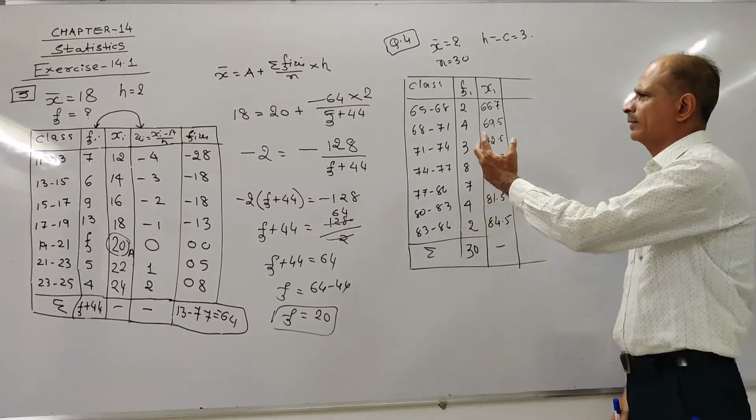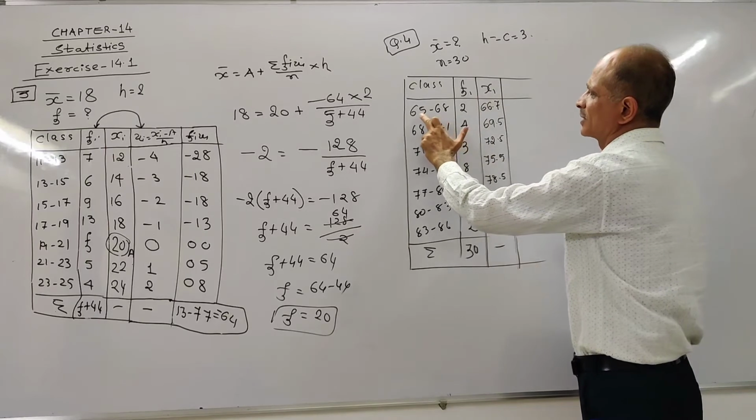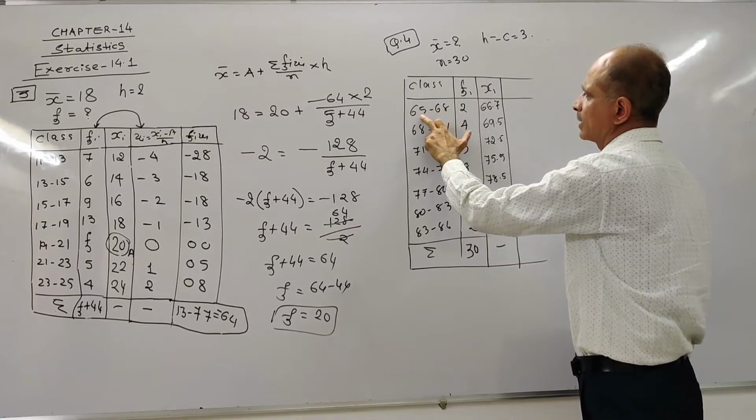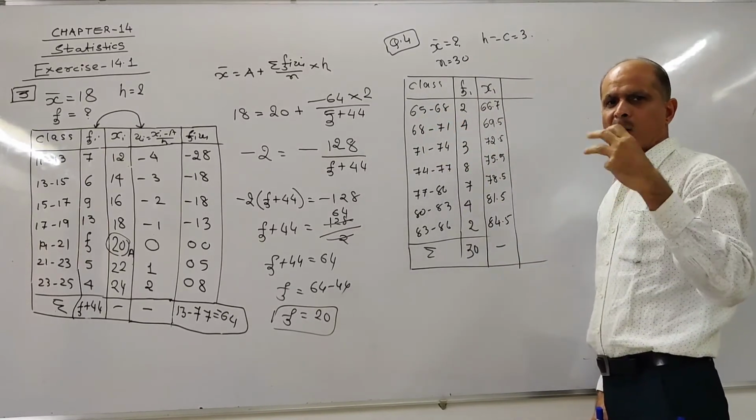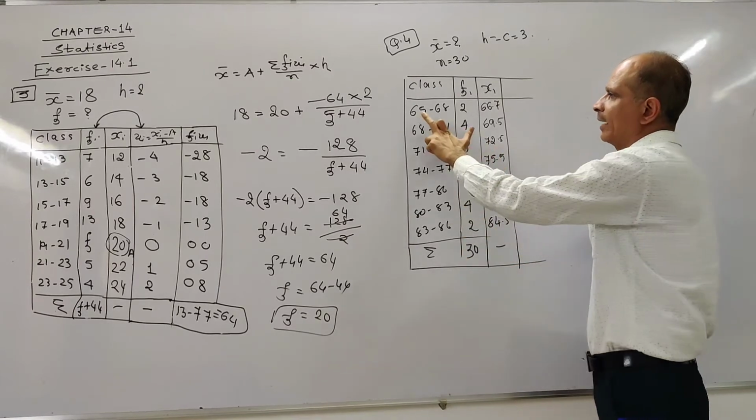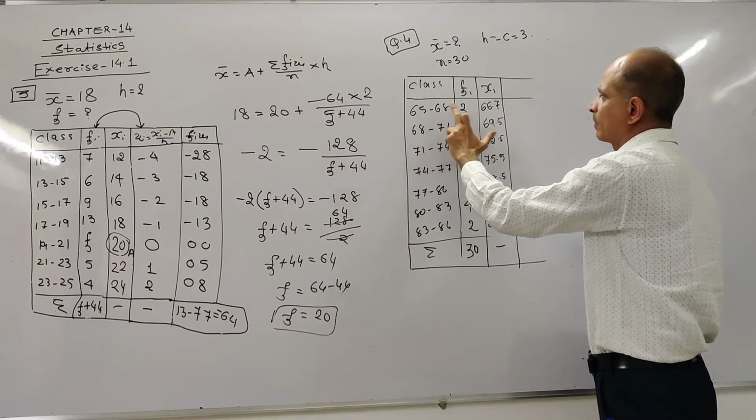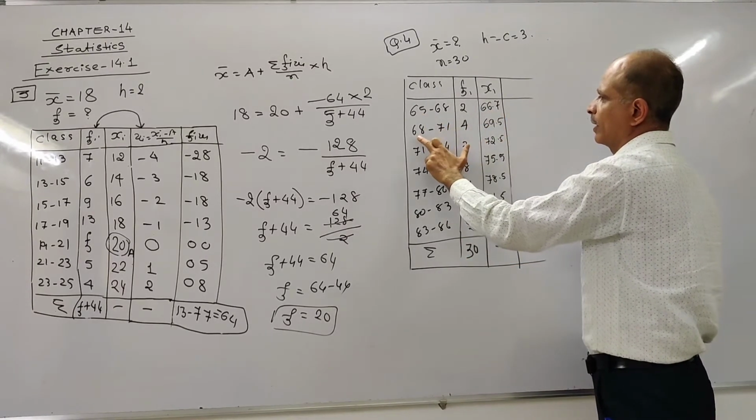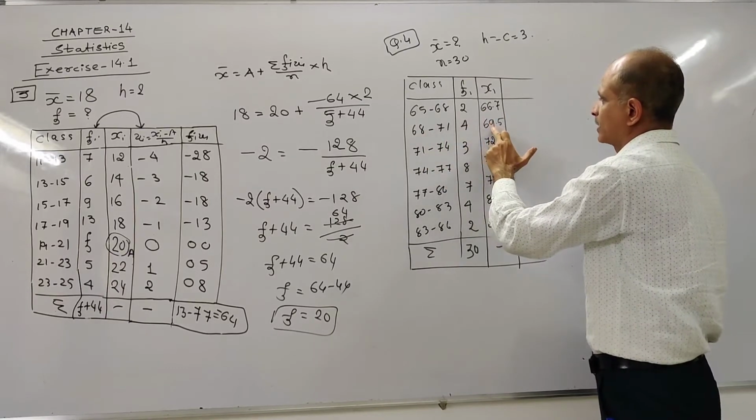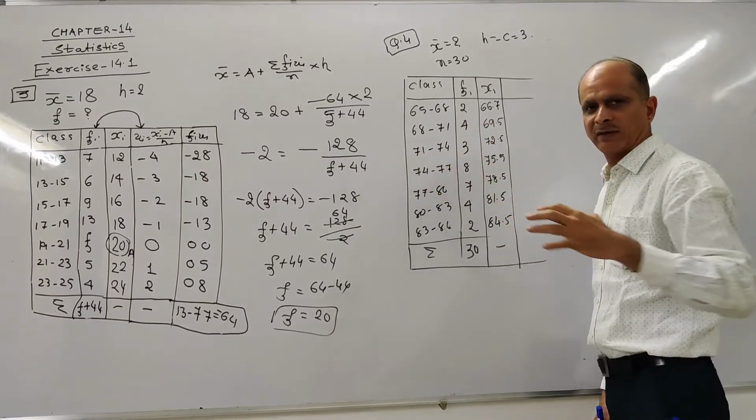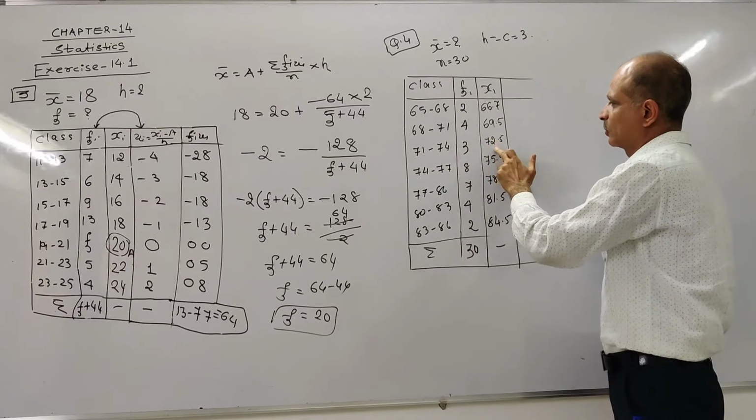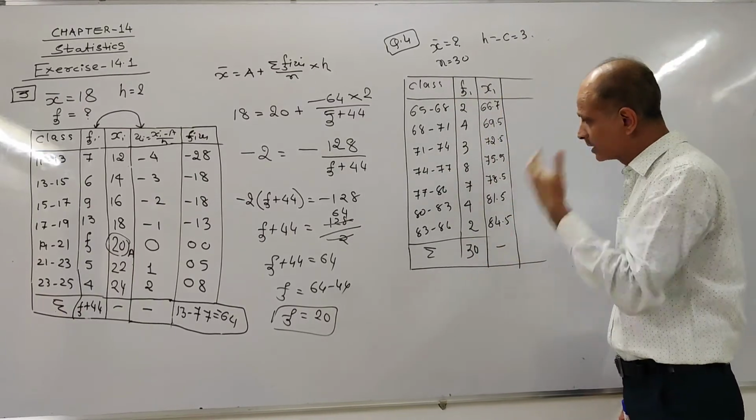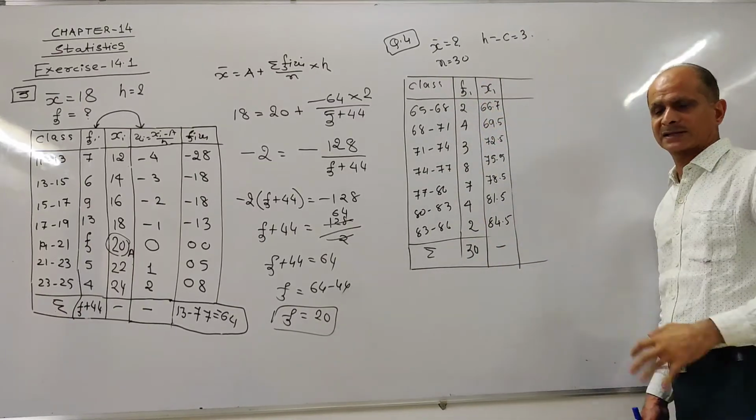You can also find xi in another form. See, 68 minus 65 is 3. Now half of 3 means 1.5. Add 1.5: 65 plus 1.5 is 66.5, 68 plus 1.5 is 69.5, 71 plus 1.5 is 72.5. In this way also you can find out the value of xi.